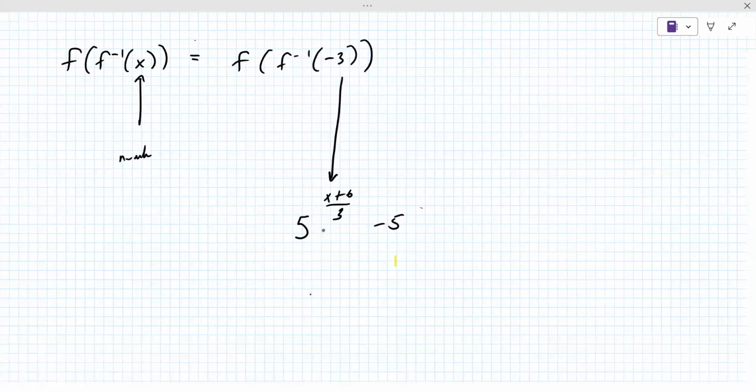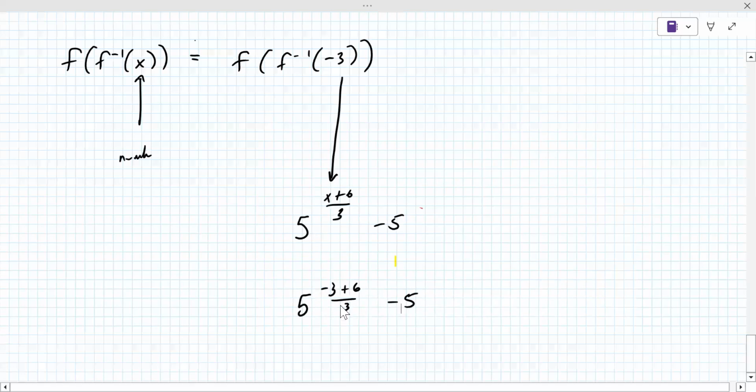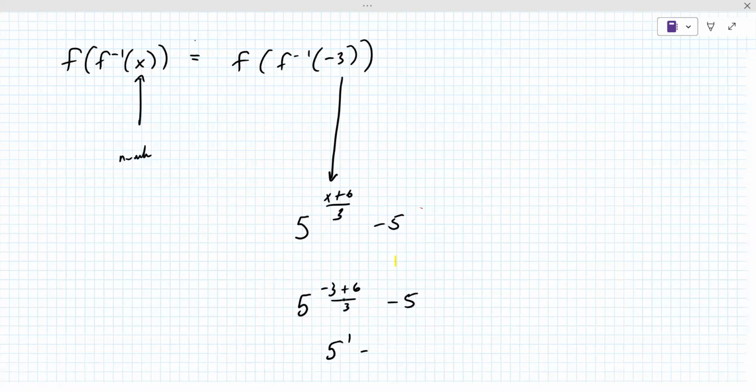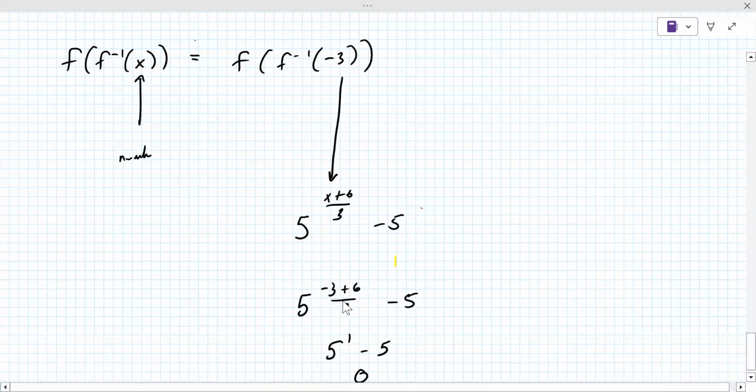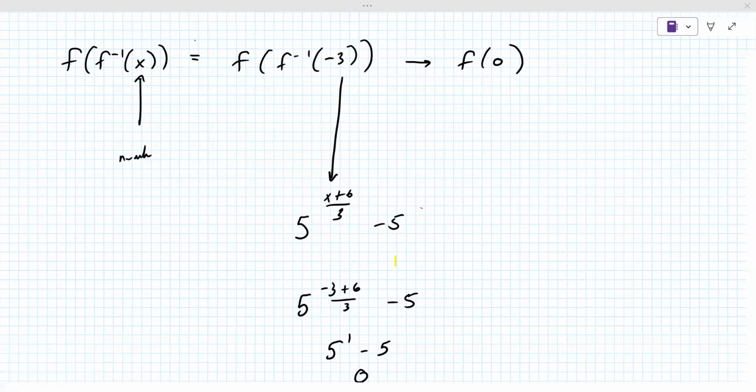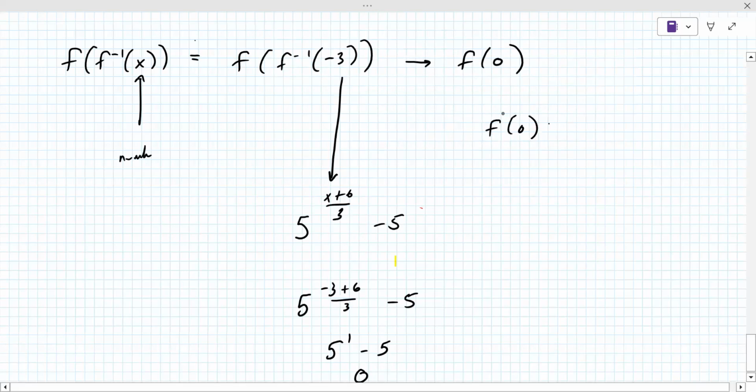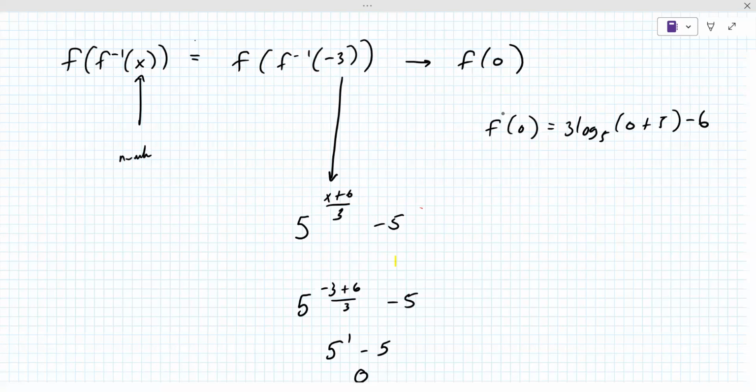Oh, okay. So it's 5 to the minus 3 plus 6 over 3 minus 5. Minus 3 plus 6 is 3. 3 divided by 3 is 1. It's 5 to the 1 minus 5, which is 0. And if you remember from composition, the output from the inside one, which is 0, becomes the input to f. So you got to go back to your f, which is f of 0 is 3 log base 5, 0 plus 5 minus 6.